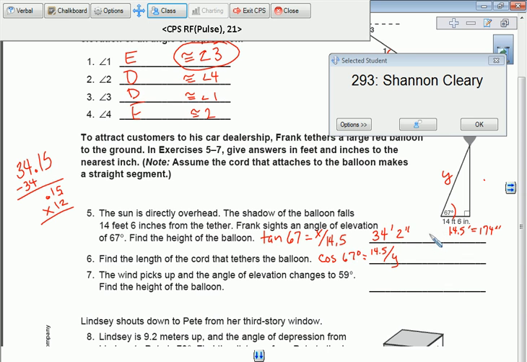What if we did Pythagorean? So we already went over this. Trigonometry is very exact. So you divide 14.5 by the cosine of 67.